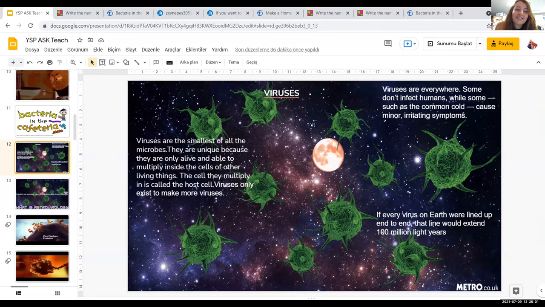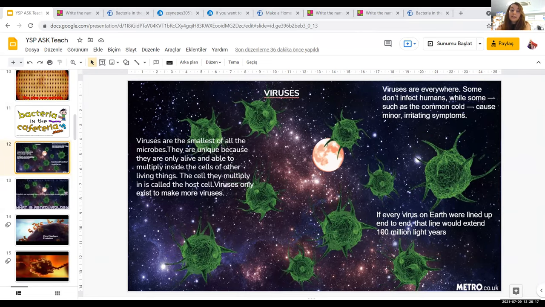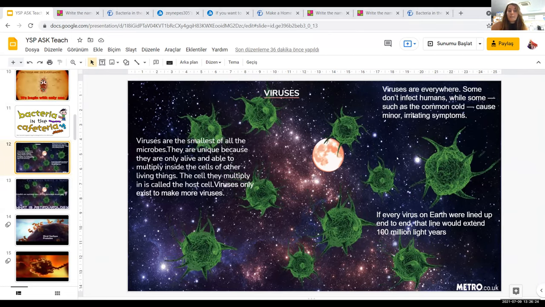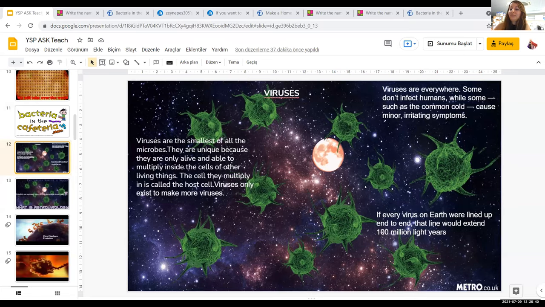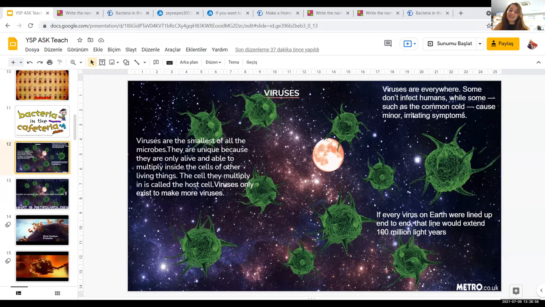And now we will start with viruses. Viruses, they are also everywhere. Some don't infect humans, but some, such as the common cold, cause minor irritating symptoms. Viruses are the smallest of all of the microbes, and they are unique because they are only alive when they have a host cell. I mean, they can be alive when they find a living thing. So they have machinery to make new viruses. Their only purpose is that. And if every virus on Earth were lined up end to end, that line would extend 100 million light years. And that means they can go out of our galaxy, because our galaxy is 1 million light years.